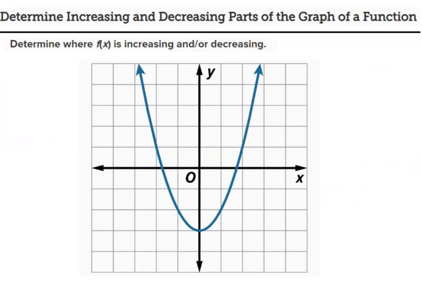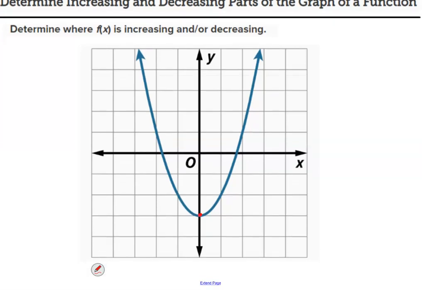Then moving on here, we have a graph of a function. It's a parabola, and we just want to talk about when it is increasing and when it is decreasing. So here, this point at the bottom is known as the vertex of the parabola, but for our purposes, this is what we call an absolute minimum.